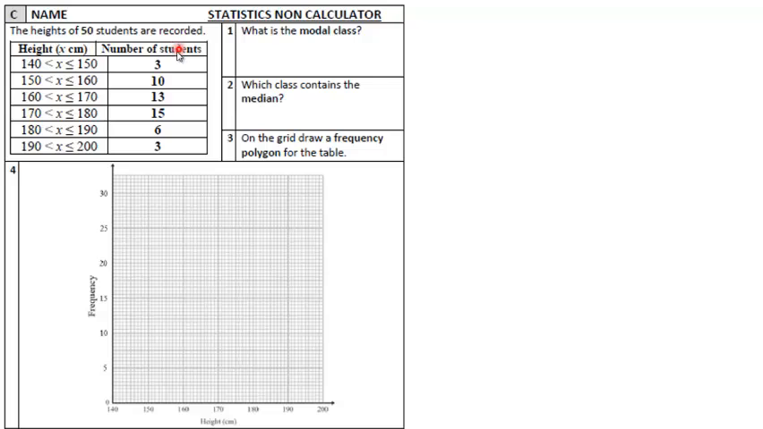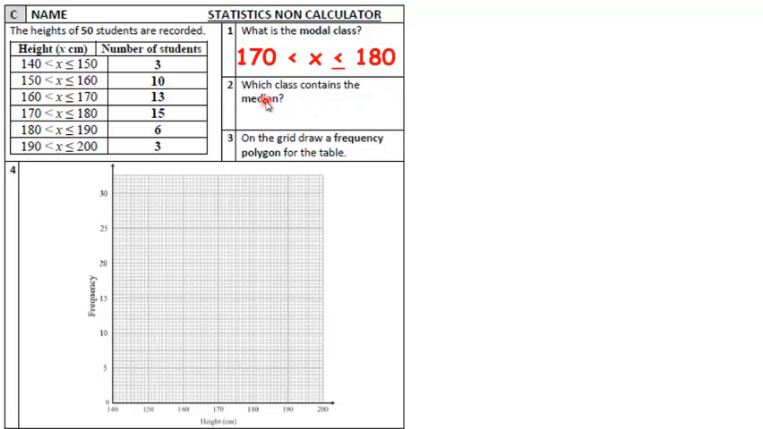The heights of 50 students are recorded. So you know these frequencies add up to 50. The first question asks, what's the modal class? The modal class is the one with the biggest frequency. The biggest frequency is 15, so the modal class is 170 to 180. That's pretty straightforward.